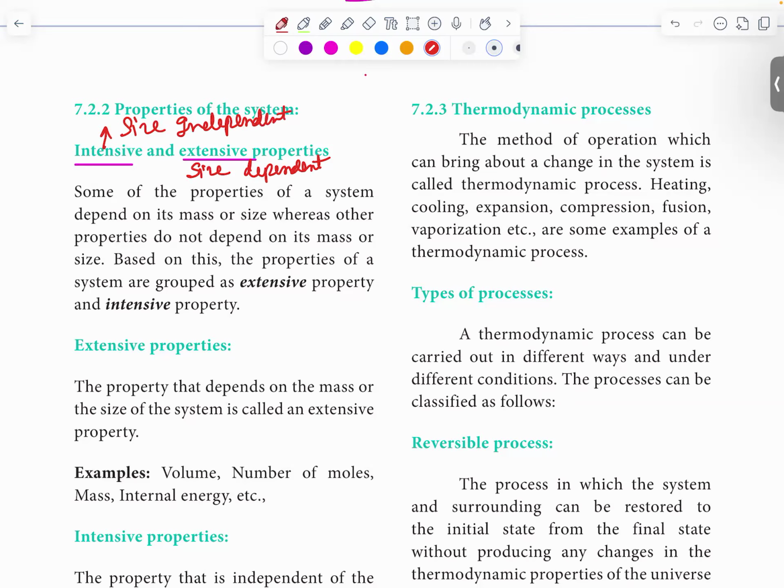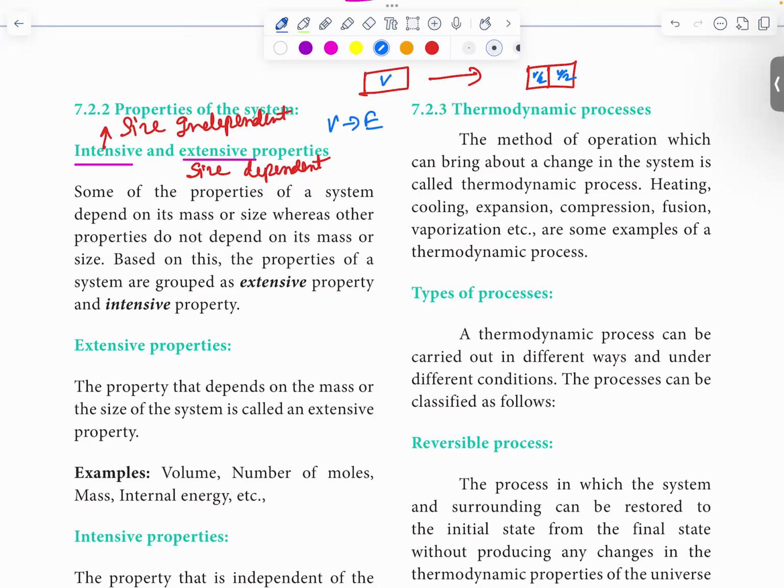Because if we divide a system into smaller parts, the value of the extensive properties will change if we divide the system. But the value of intensive properties will not change if we divide the system. For example, volume is an extensive property because as we divide the system, suppose we are making a partition in the middle, the volume becomes V by 2 and V by 2. So the volume is changing if you are dividing the system. So we can say that volume is an extensive property.